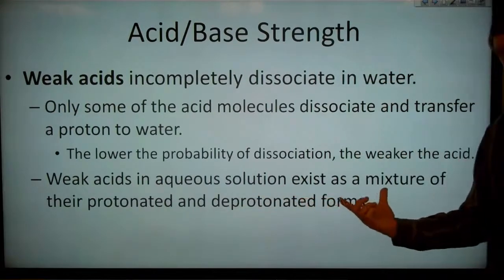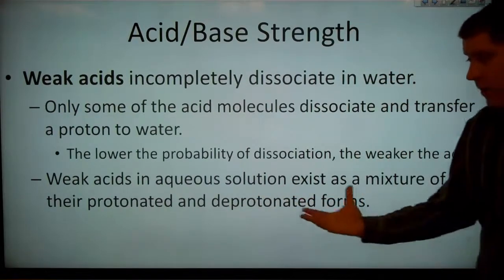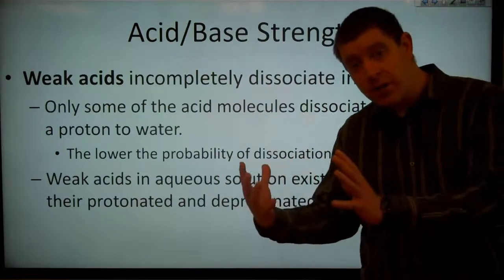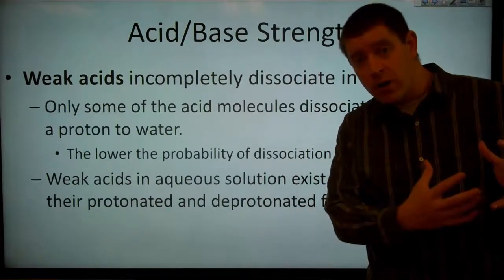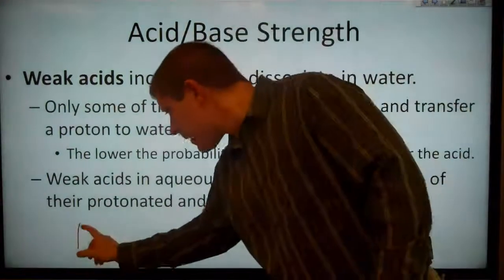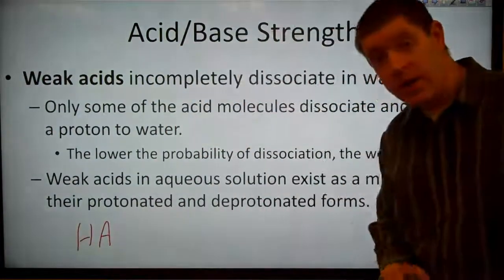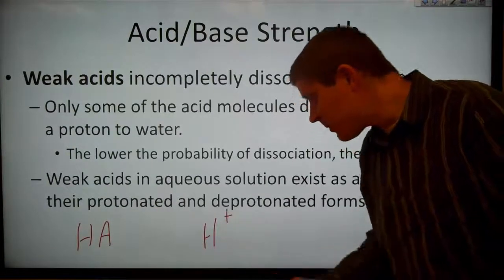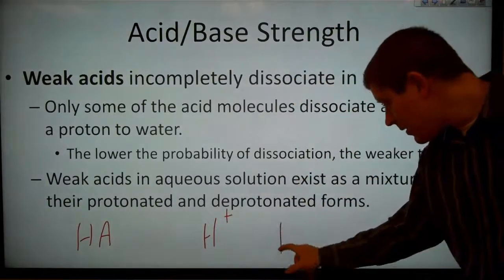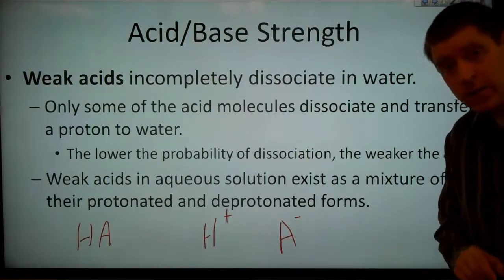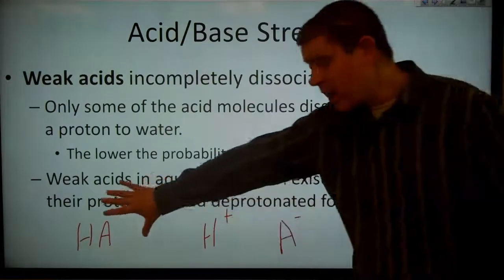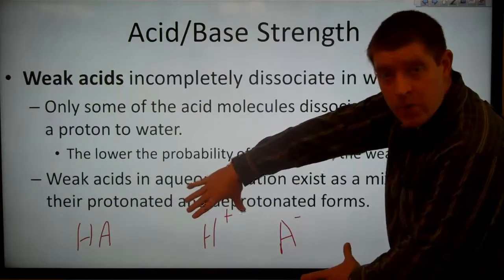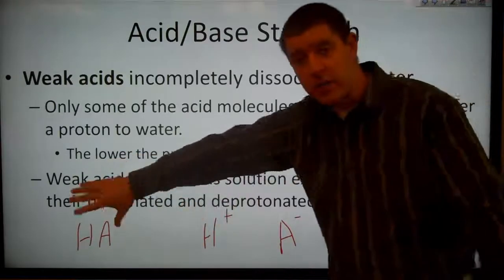So weak acids in aqueous solution exist as a mixture of their protonated form and their deprotonated form, so as a mixture of the undissociated form and the dissociated form. Another way to look at this is if we have some HA around, if it's a weak acid, then we have some HA, and we also have some H plus or H3O plus, and some A minus. With a strong acid, we basically have none of this form around, and everything exists over here in these two. But with a weak acid, we have some in this form and some in that form.